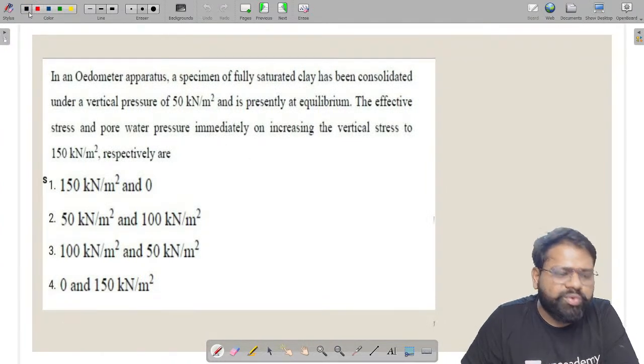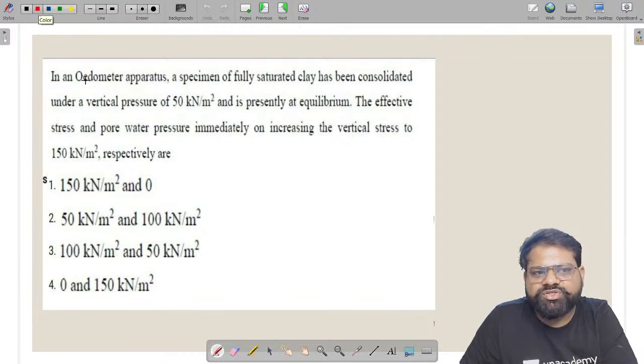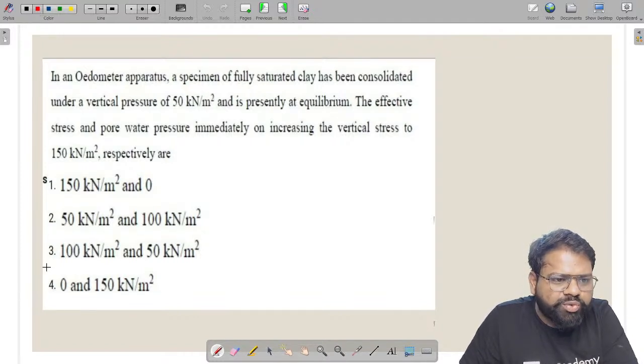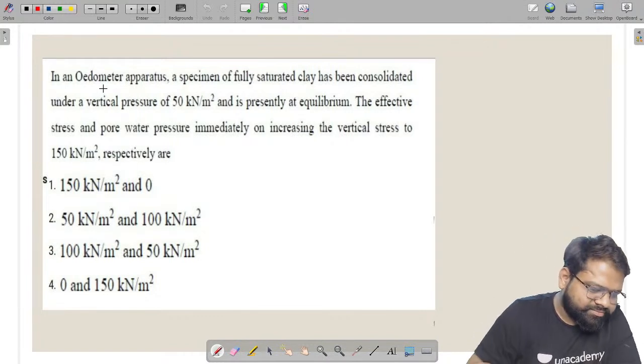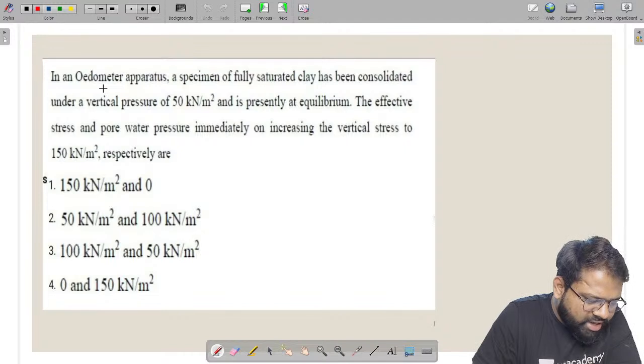This is a very beautiful question. Let's see how many students will tell me the right answer of this question. There are 4 options, 1 2 3 4. Tell me what is the right option of the question. Everyone has to answer.